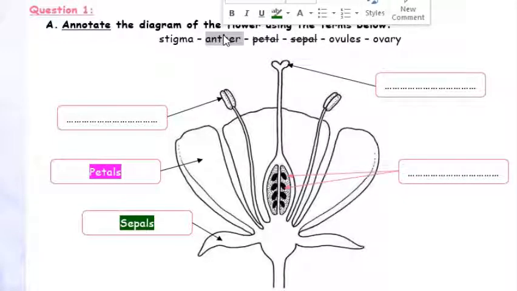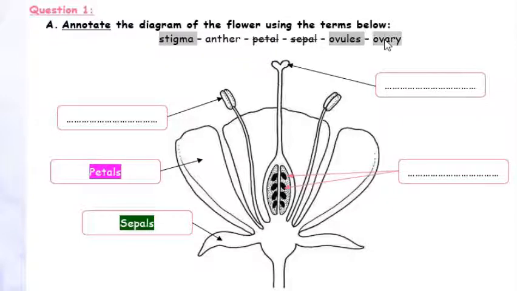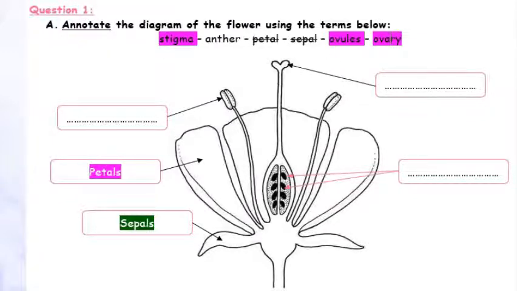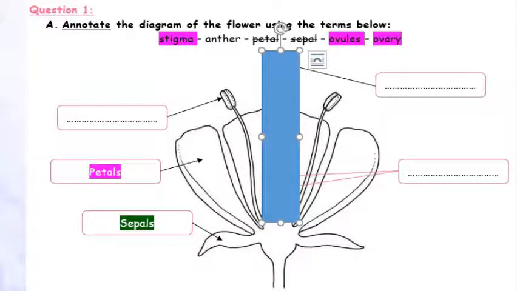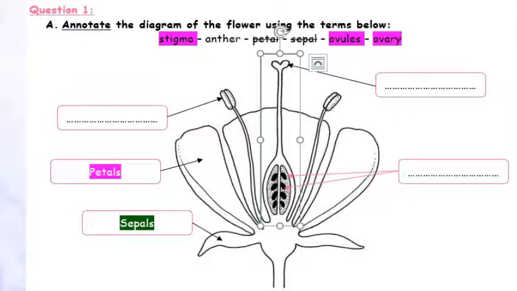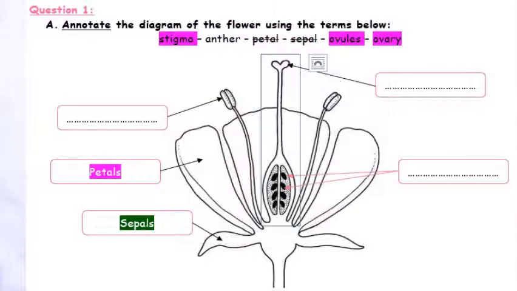Let's talk about the girl or the female reproductive part. Actually, these three parts belong to the female reproductive part, which is this one standing in the middle of the flower. So this is the female reproductive part of the flower. I'm gonna color it with girly colors.